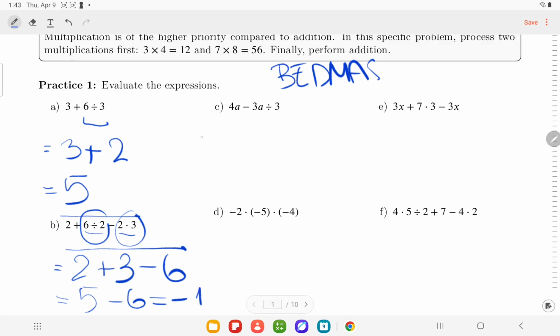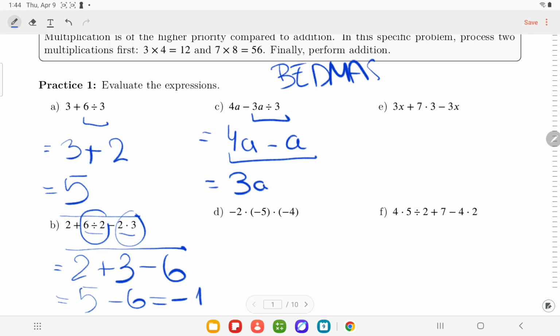For C, it's the same idea. We're going to start with division. So we have 4a minus 3a divided by 3, which is just a. And then since both of these terms have an a in them, we can freely subtract them. So we end up with 3a.